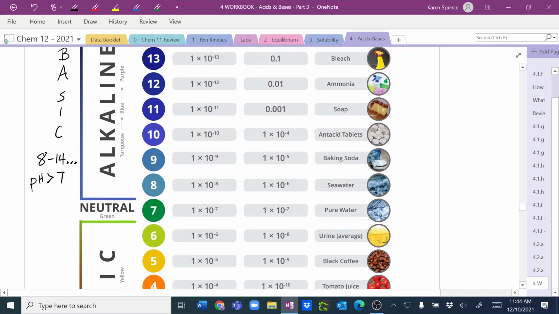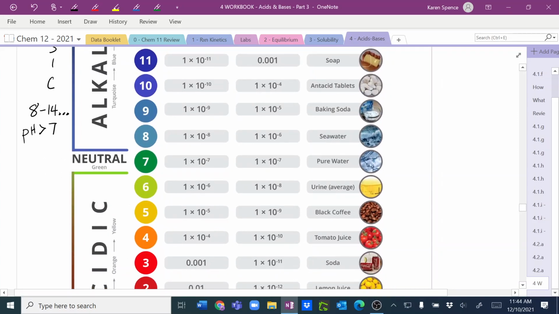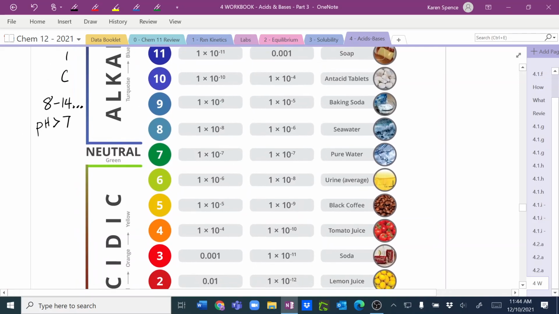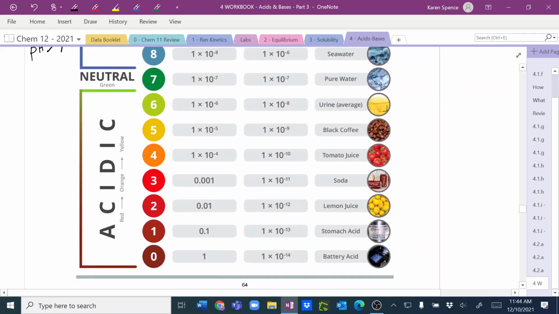That would be pure water. No, there's other things, like salt water, that are neutral. And then acidic is pH less than 7. So if you had 6.99, that would be very mildly acidic. So anything less than pH 7 is acidic. And it can actually go lower than 0.